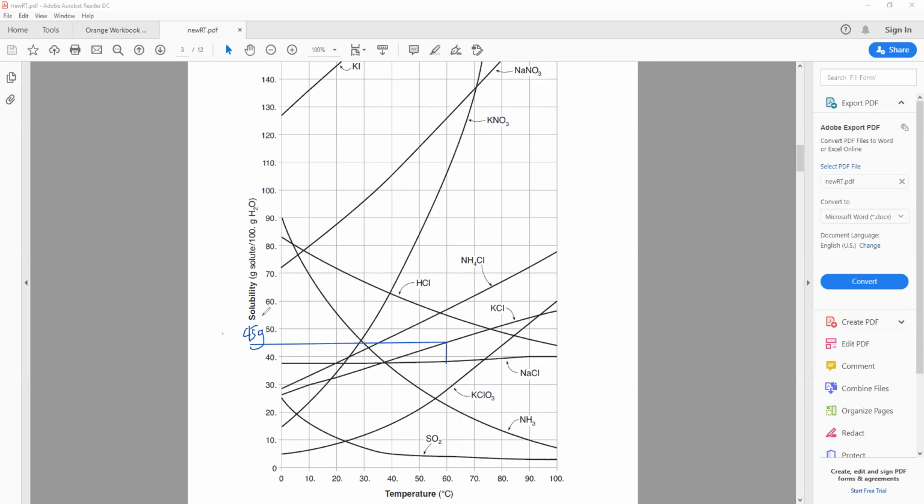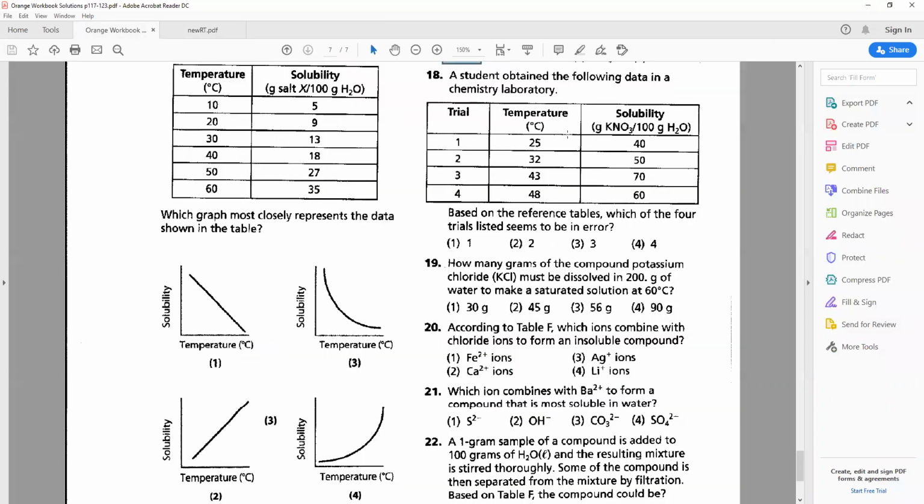So 45 grams of KCl can dissolve in 100 grams of water, but I don't have 100, I have 200 grams. So what do I do? I multiply by 2. Therefore, I multiply 45 by 2 and I'll get 90 grams. Let's go to table F.